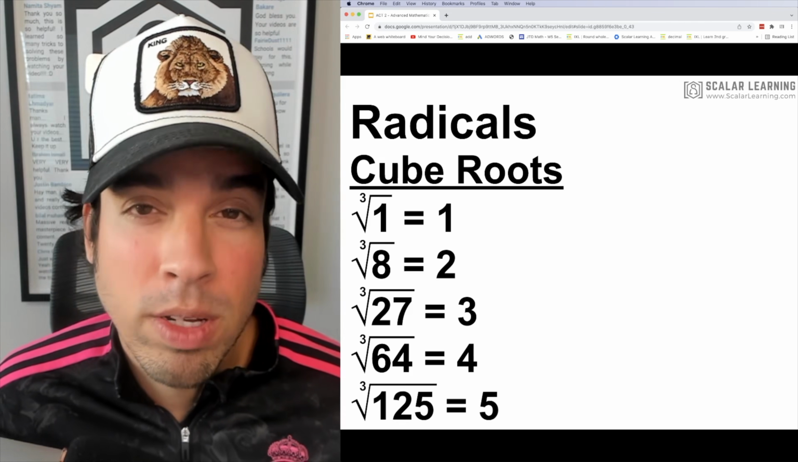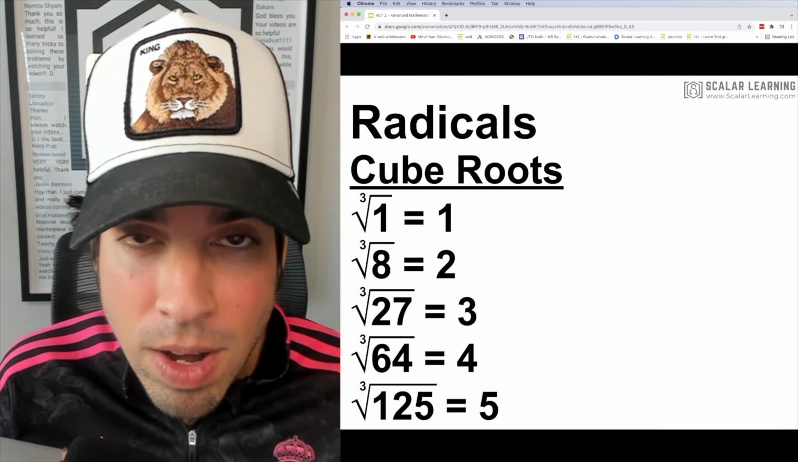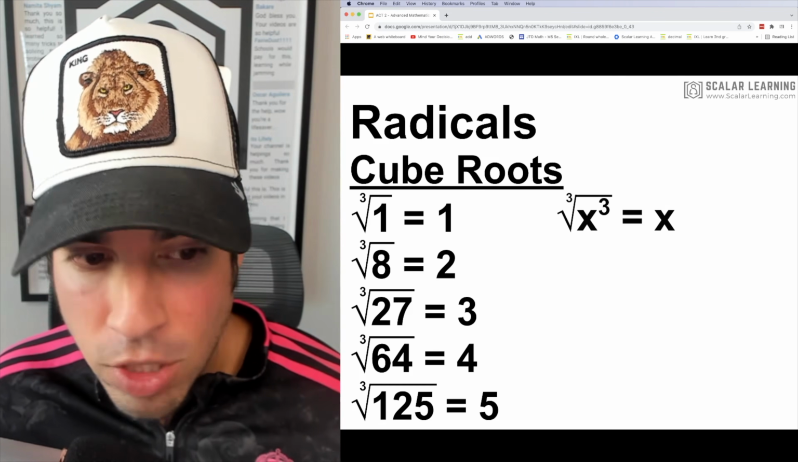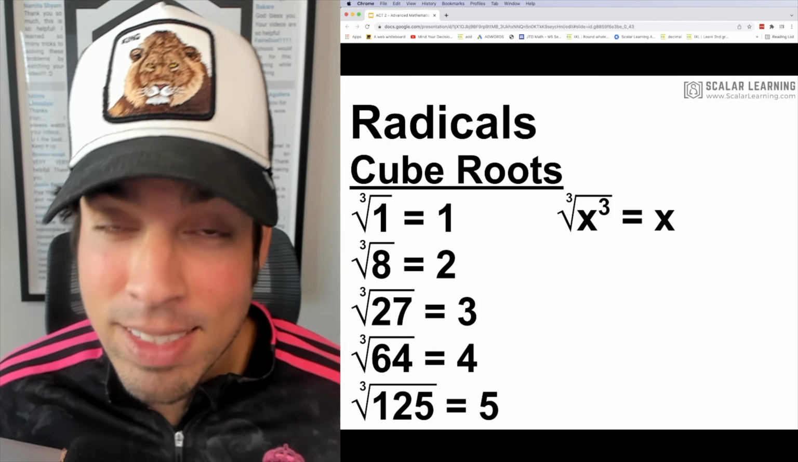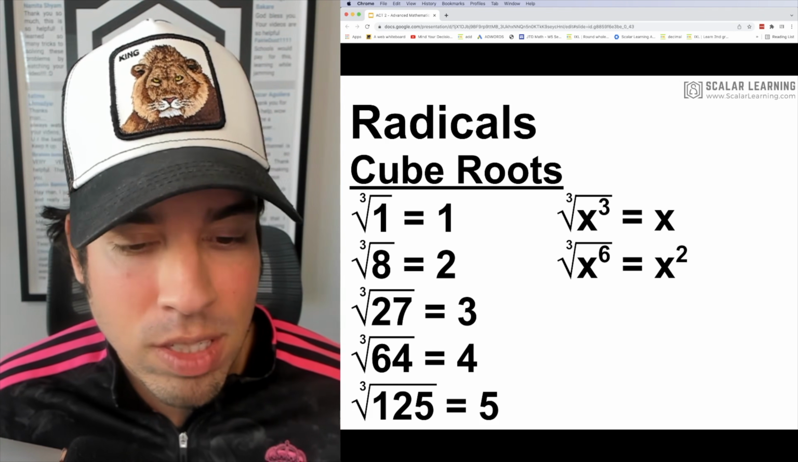And cube root of 125 is 5. Again, if you want to check the math, what's 5 times 5 times 5? It's indeed 125. When we talk about it from the variable perspective, the cube root of x cubed is just x, because x times x times x is x cubed. X to the sixth, that cube root is x squared.